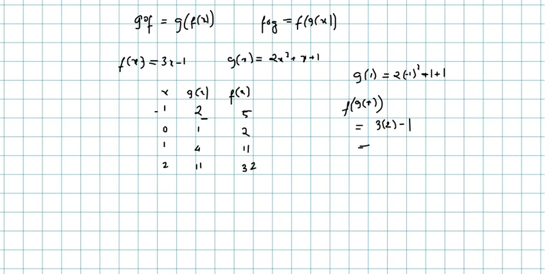So in short, if you look closely, when we are finding g of f of x, instead of finding f of x and then plugging it into g of x, we can also do it like this. Let me write it. So f of x is actually 3x minus 1 and g of x is 2x square plus x plus 1.